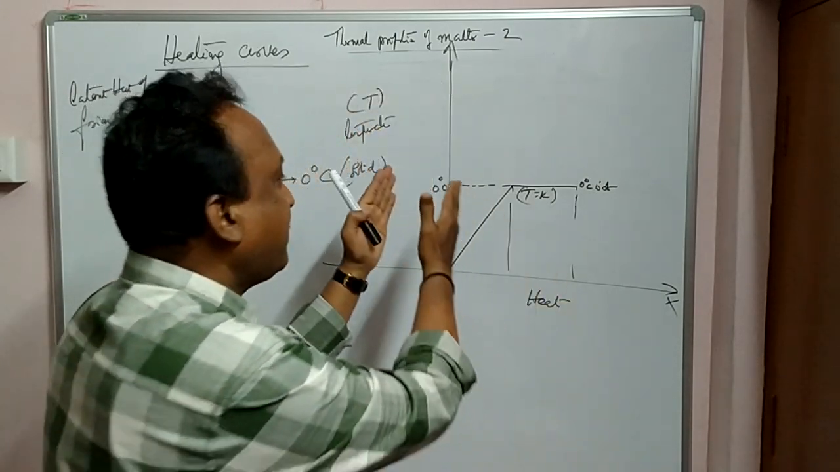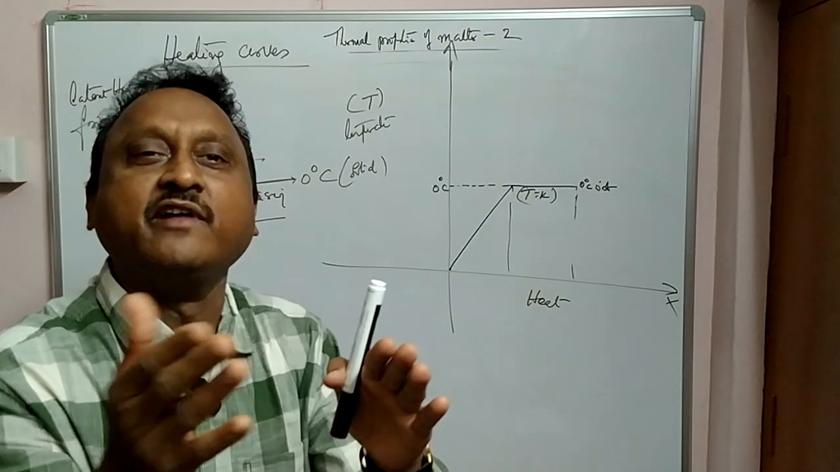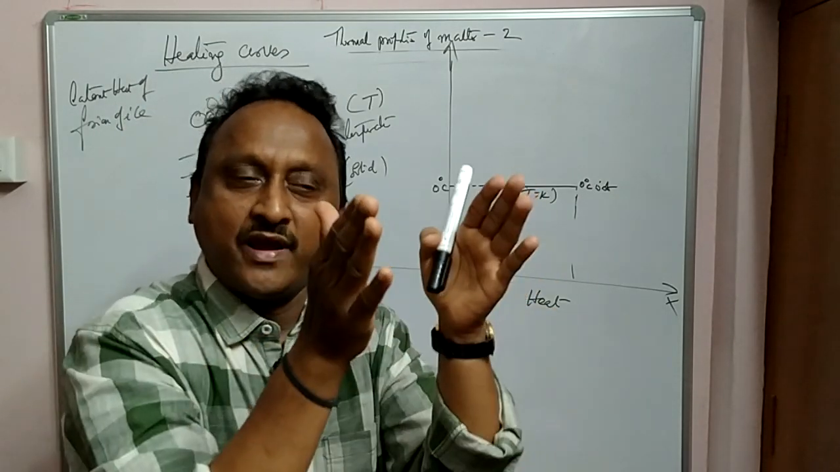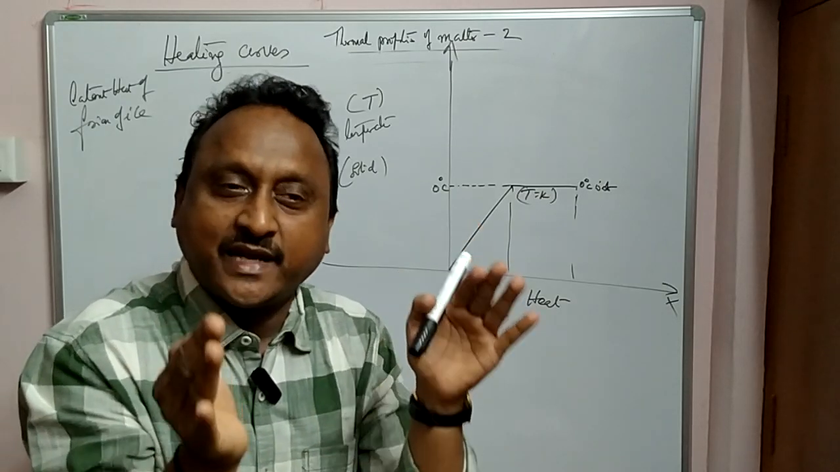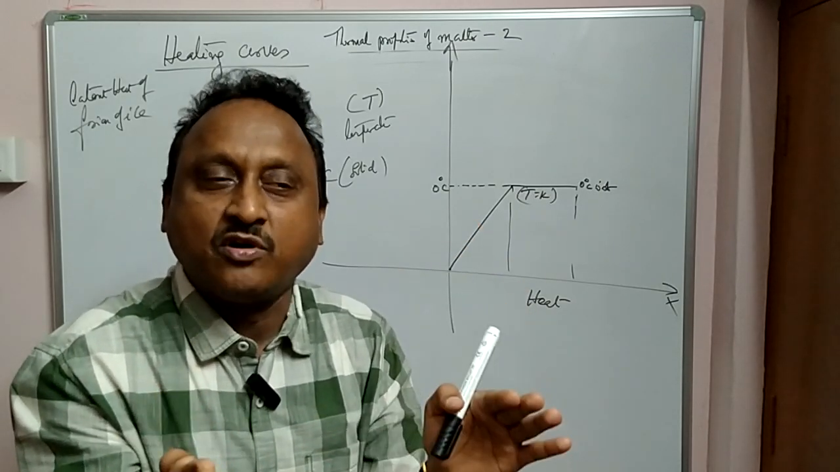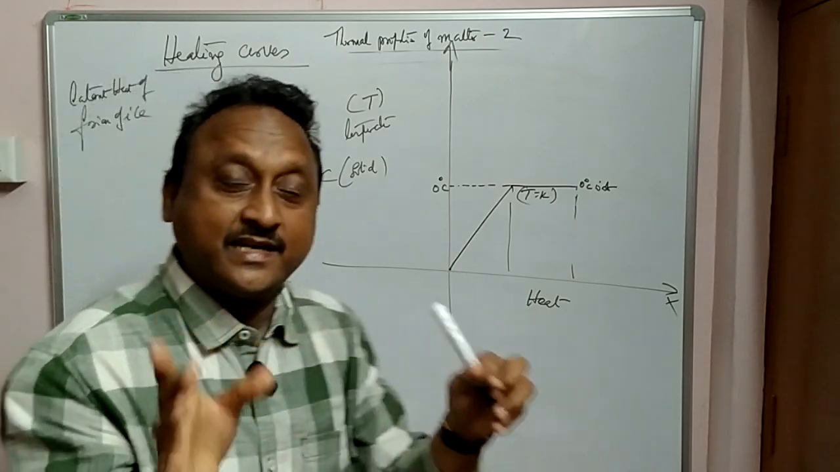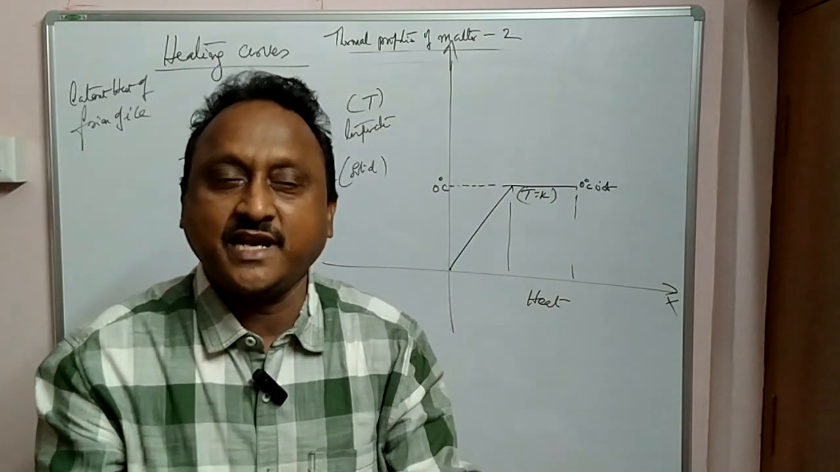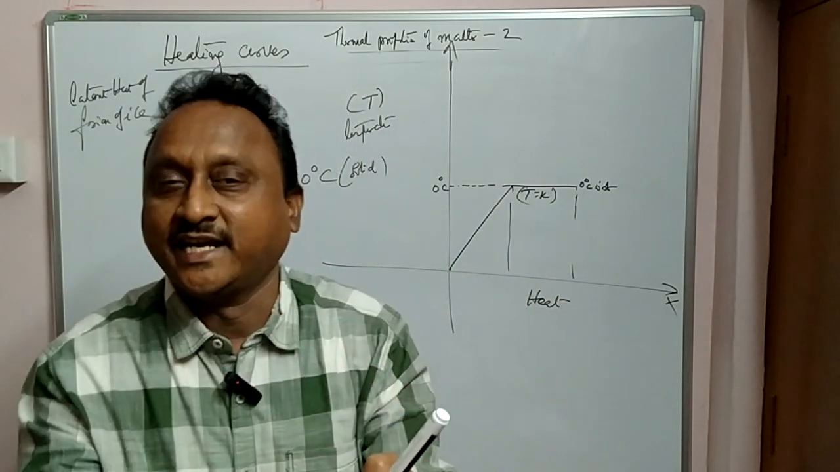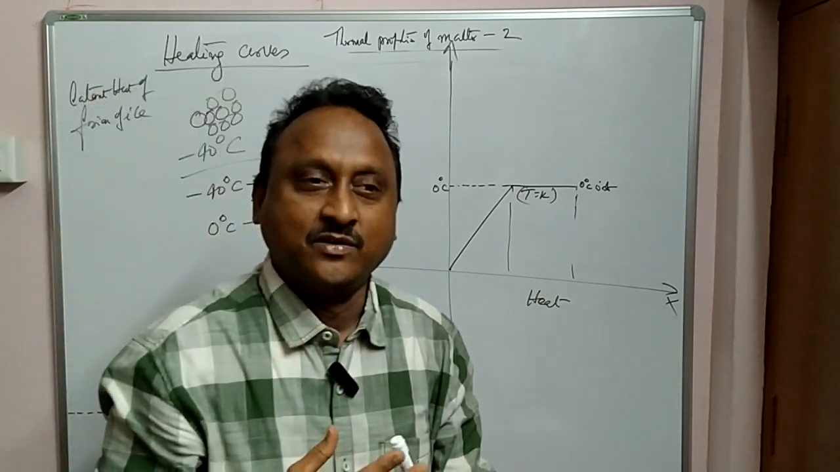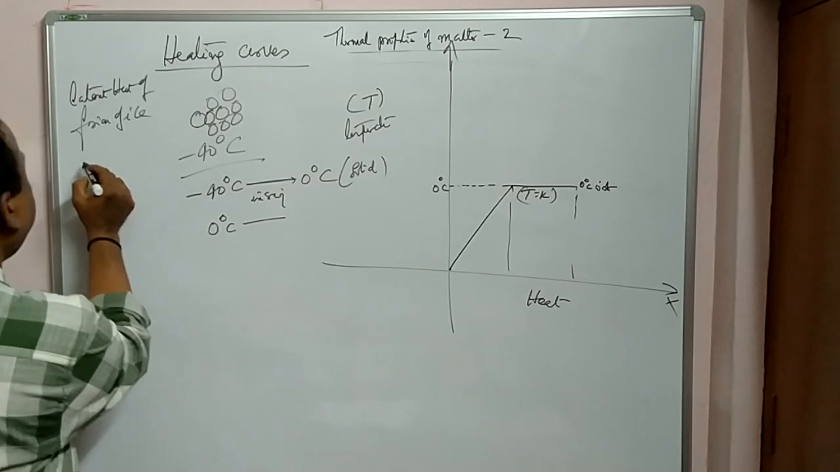Solid ice is converted into liquid, keeping the temperature constant. So when you convert from one phase to another phase keeping the temperature constant, that is called latent heat. What is latent heat? Keeping the temperature constant, one state is converted to another state, either solid to liquid or liquid to steam or gases. Okay, now what is the unit for latent heat?